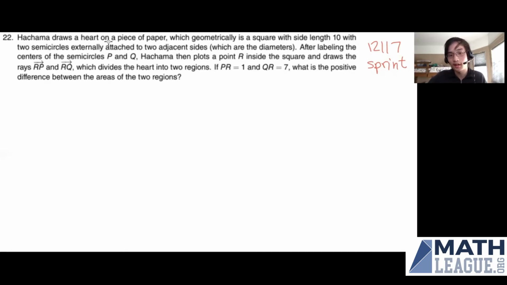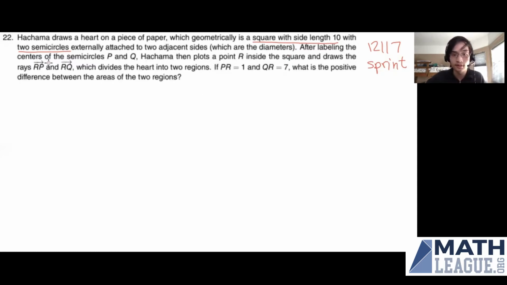Hachima draws a heart on a piece of paper, which geometrically is a square with side length 10, with two semicircles externally attached to two adjacent sides, which are the diameters. So what that means is that you draw a square, and then you draw two semicircles outside of the square whose diameters are on those sides.